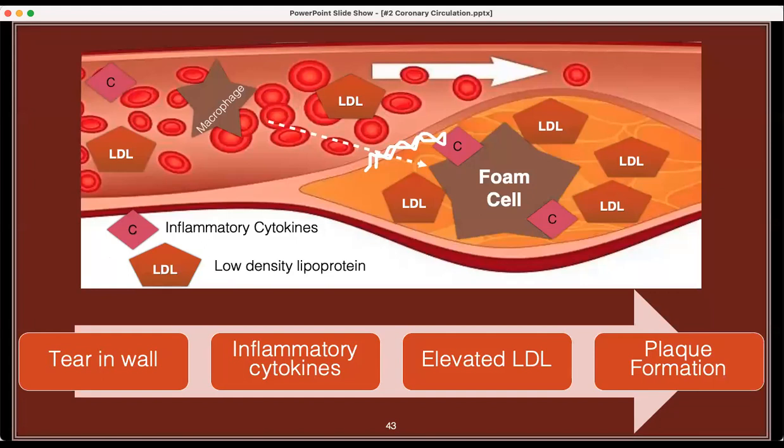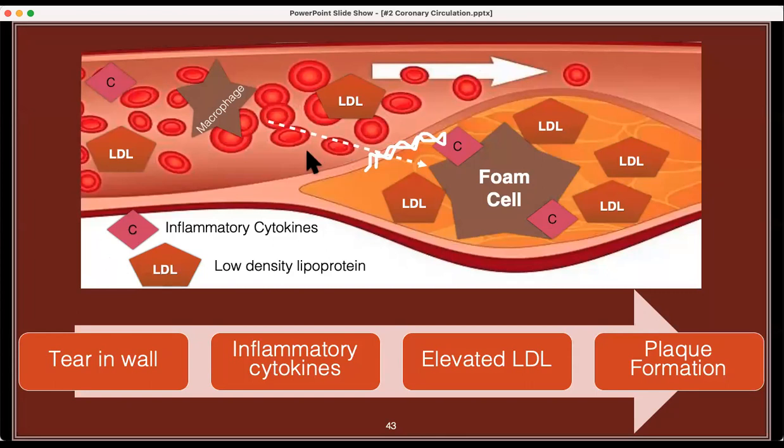And just a reminder, plaque formation begins with that disruption of the endothelial lining. So you have to have a tear in the wall, inflammatory cytokines. So if an inflammatory state increases your risk for plaque formation, elevated LDL makes the plaque bigger.